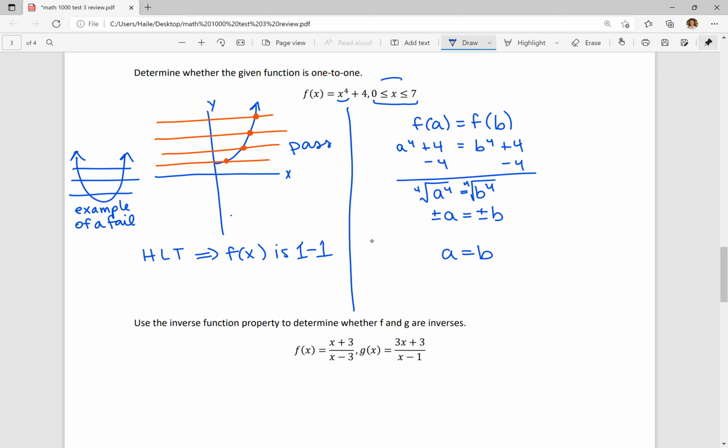This is where the restriction of our domain comes back in, because we know that x can't be a negative number anyway. So we're going to disregard the negative sign that we wrote here. It's like we just erase it, and we're left with A is equal to B. This means that f of x is one-to-one. So those are two different ways of working the same problem. One's more formulaic, and one is more visual.